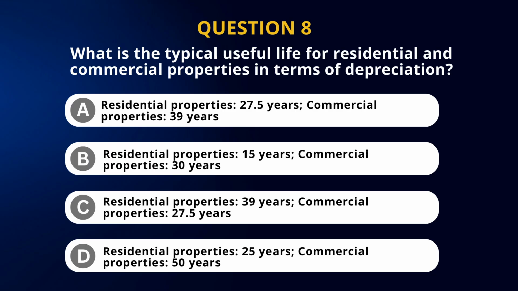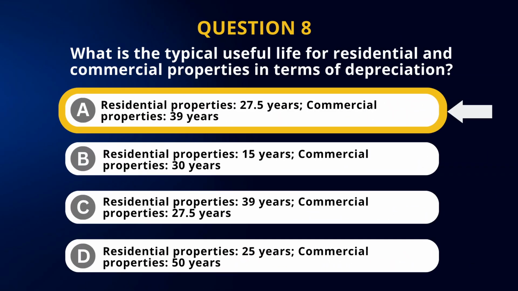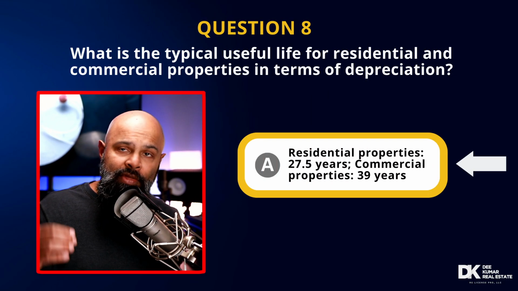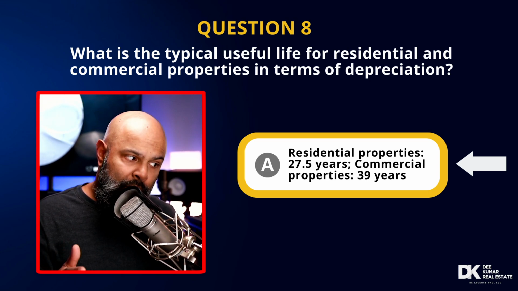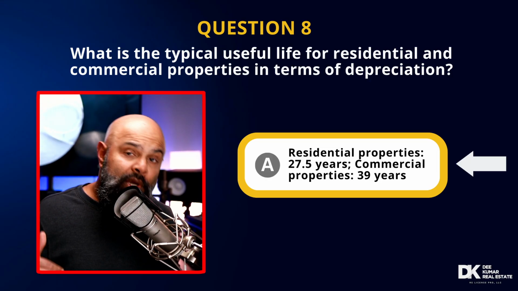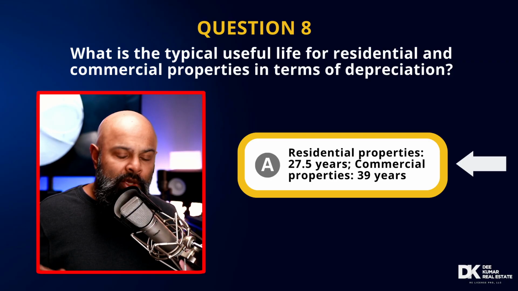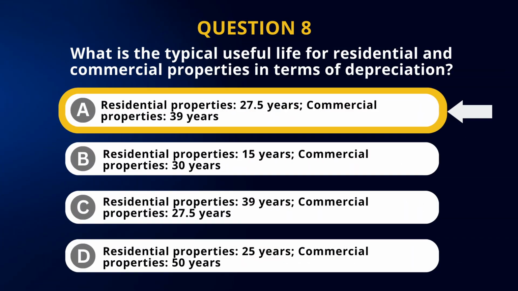And the answer is letter A, residential properties hold 27.5 years for depreciation and commercial properties are 39 years. So with the modified accelerated cost recovery system that we've adopted for depreciation, we've allocated this length of time for residential investment properties and for commercial properties. And we can depreciate these assets over those times at maximum. So again, you want to know the numbers, 27.5 for residential and 39 years for commercial. If you can just keep that in the back of your mind somewhere, then you should be good to go when you see a question like this referring to useful life in terms of depreciation.